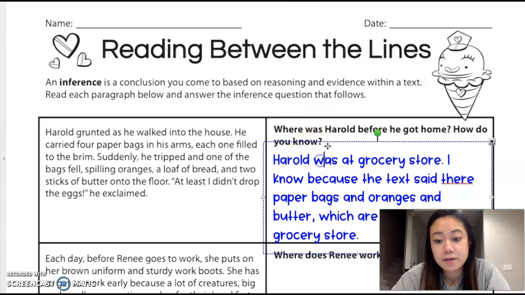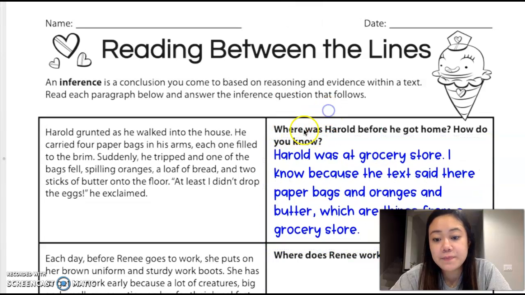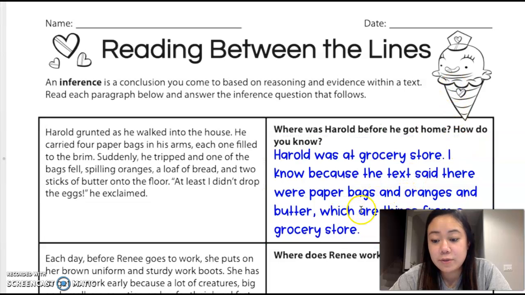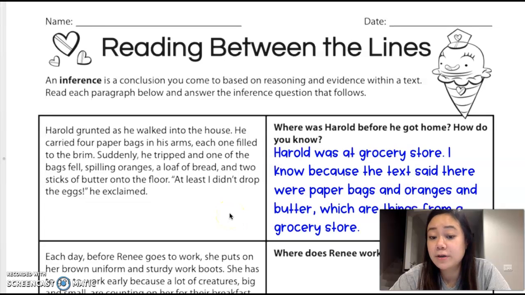Perfect. Okay, let's double check to see if I answered it. Where was Harold before he got home? How do you know? Harold was at a grocery store. I know because the text said there were paper bags and oranges and butter, which are things from a grocery store. I did pretty good with that.